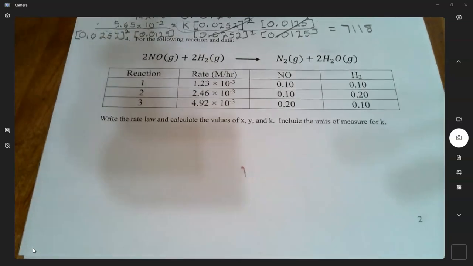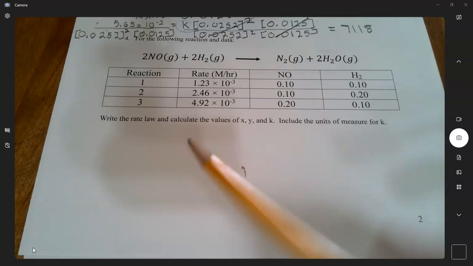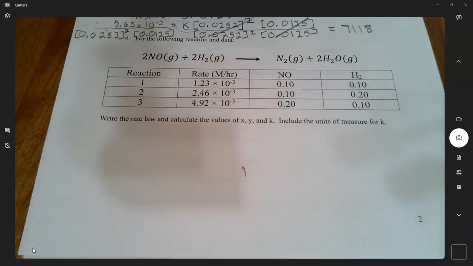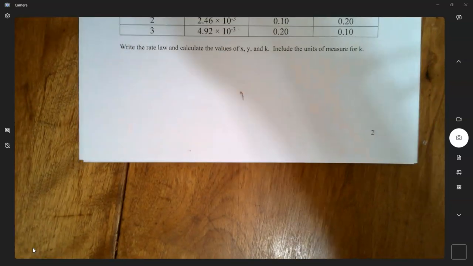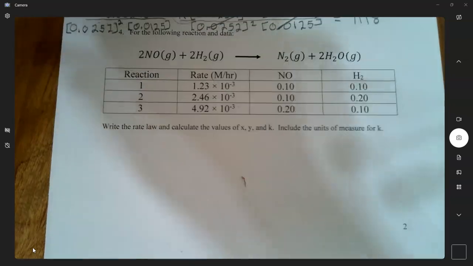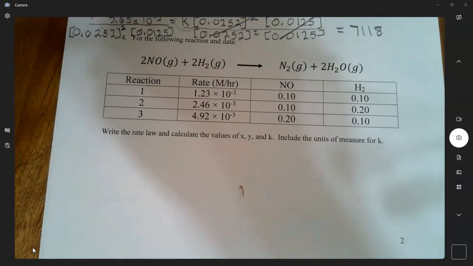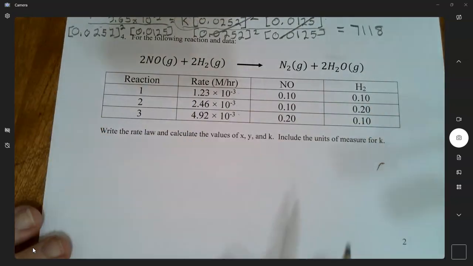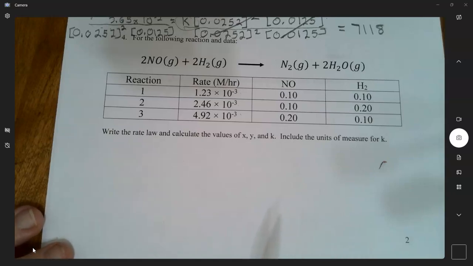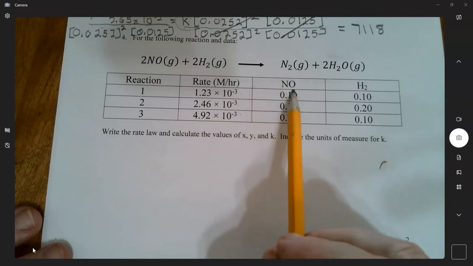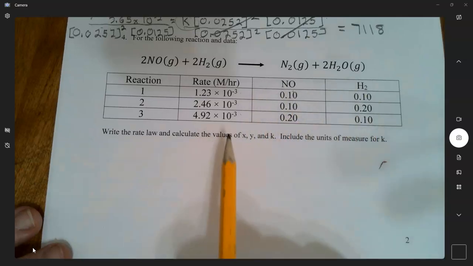Here we go. Let's do one more. So now you know a little trick you got to watch for. Are these exponents all the same? And yes, they are. They're all the same. So we're going to go ahead and work on this. All right. So we got NO and H2. So we're going to find where NO changes and H2 stays the same.